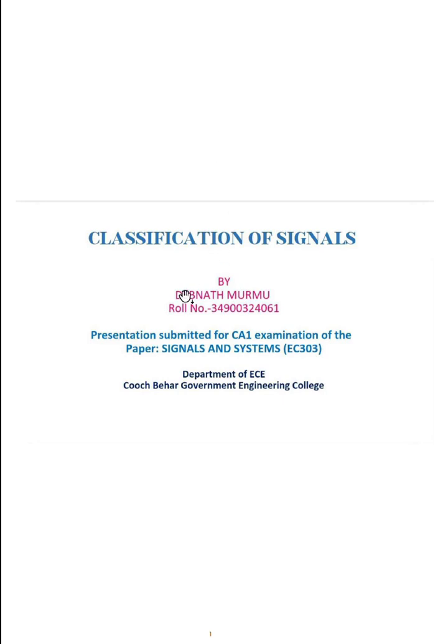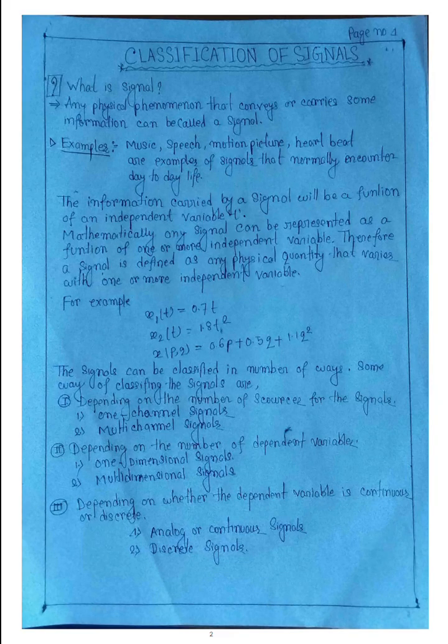What is a signal? To begin, let's establish a clear definition of what a signal is. A signal is essentially any physical phenomenon that conveys information. Think of everyday examples like music, speech, or even a heartbeat. These are all signals we encounter constantly in our day-to-day life.